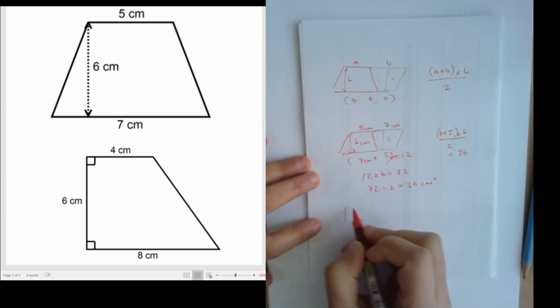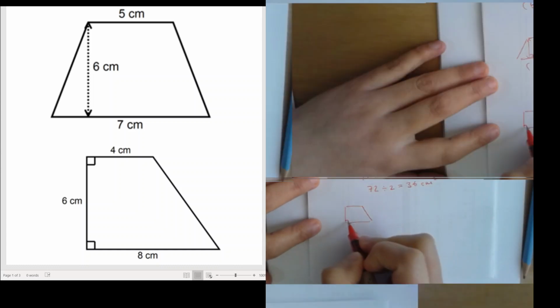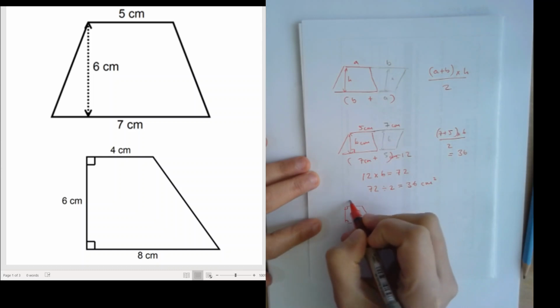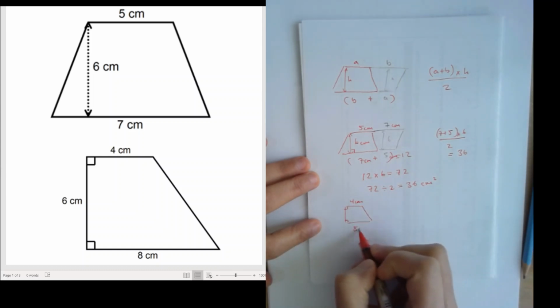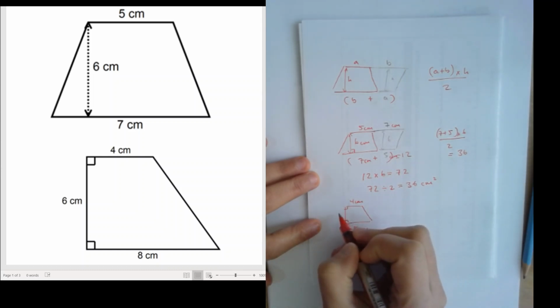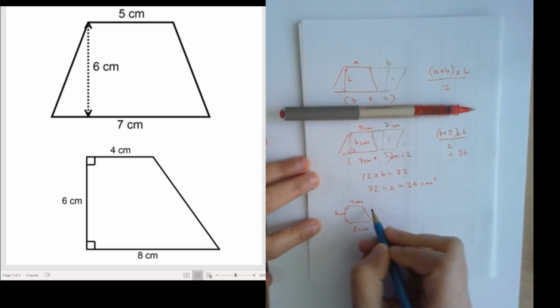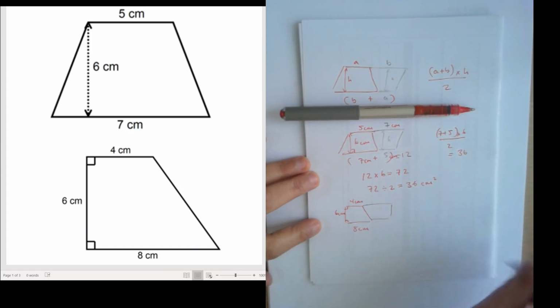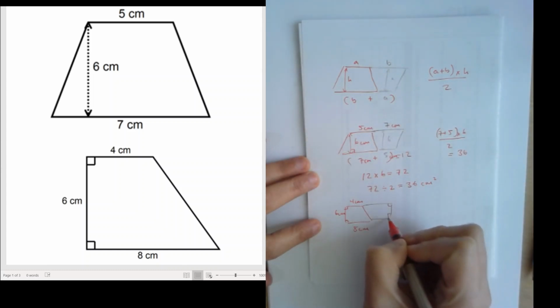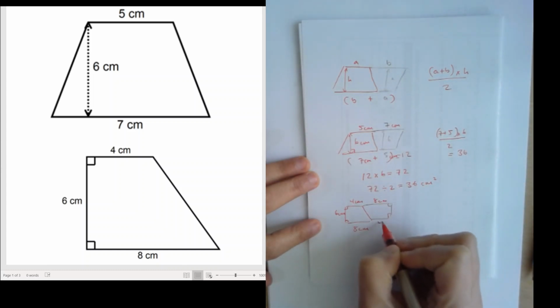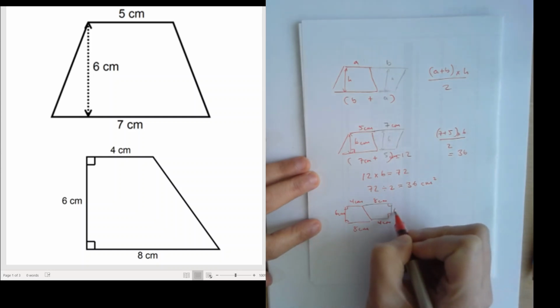The next one, I have a right angle trapezium. So there's 4 centimeters up here, 8 centimeters over here, and there is 6 centimeters on the side. So if I was to extend that, you've got 8 centimeters there, you've got 4 centimeters there, it's still 6 centimeters high.